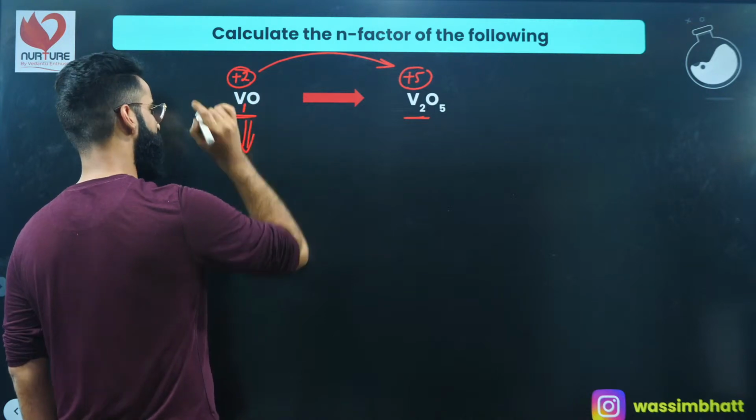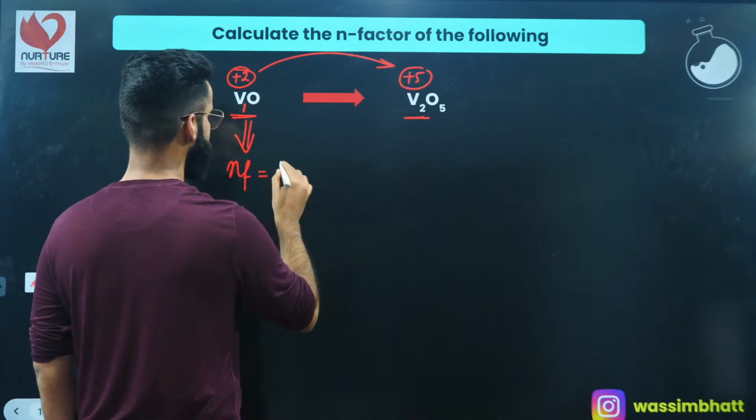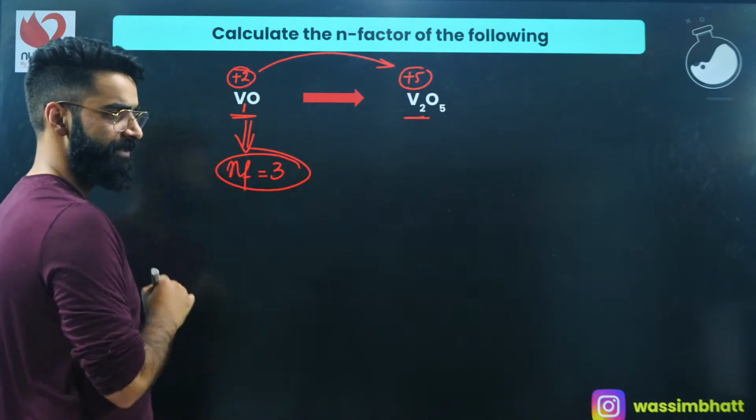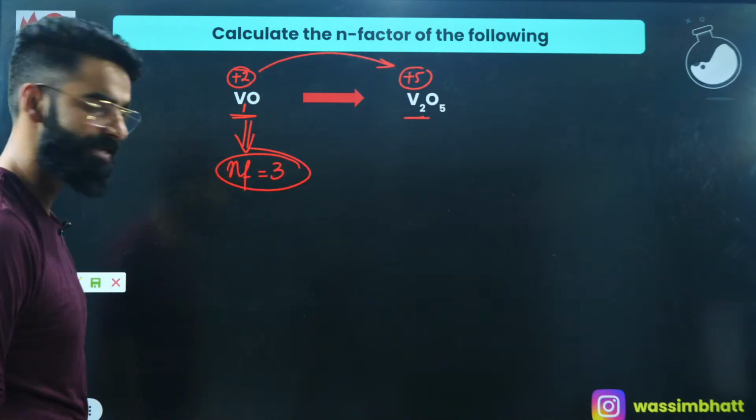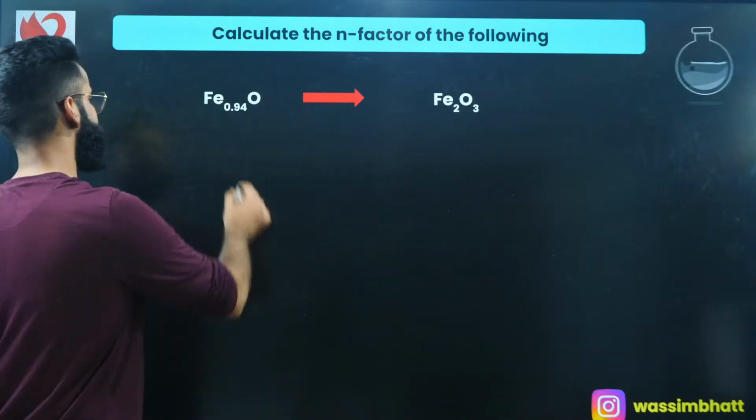3 is the change in the oxidation state for 1 atom of vanadium, and over here I have only 1 atom of vanadium. So its N factor is simply going to be final minus initial, that comes out to be 3. So the N factor of VO is going to be 3. As simple as that, right? Similarly, the N factor of this species over here.